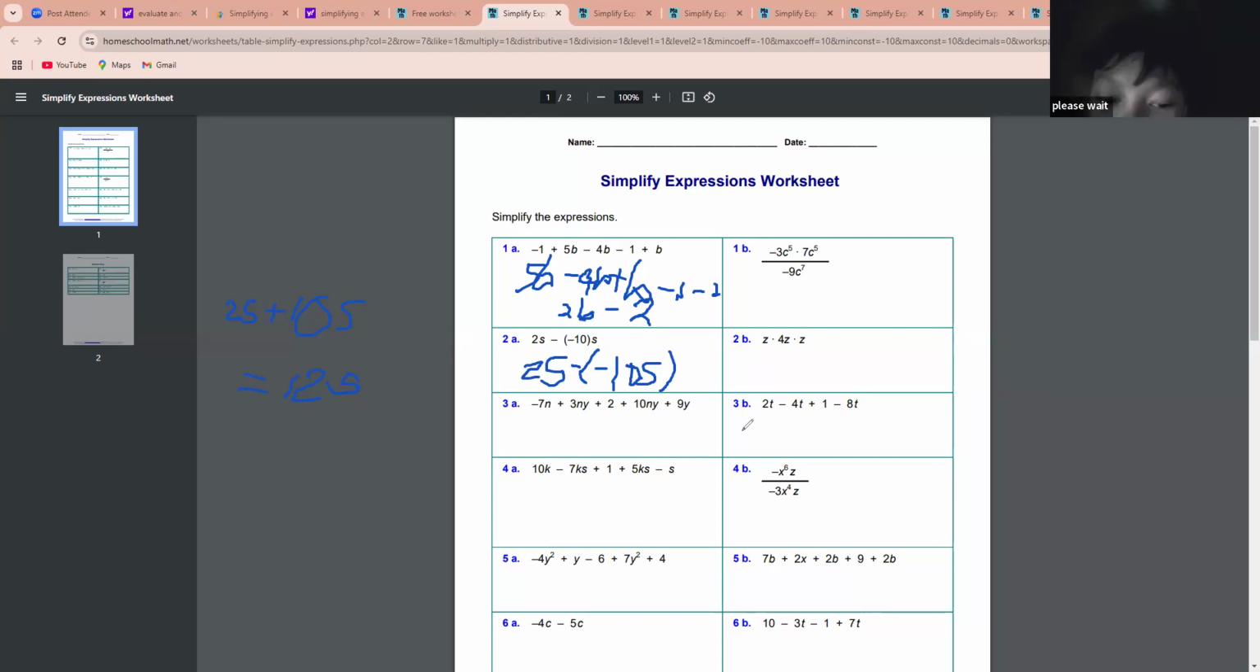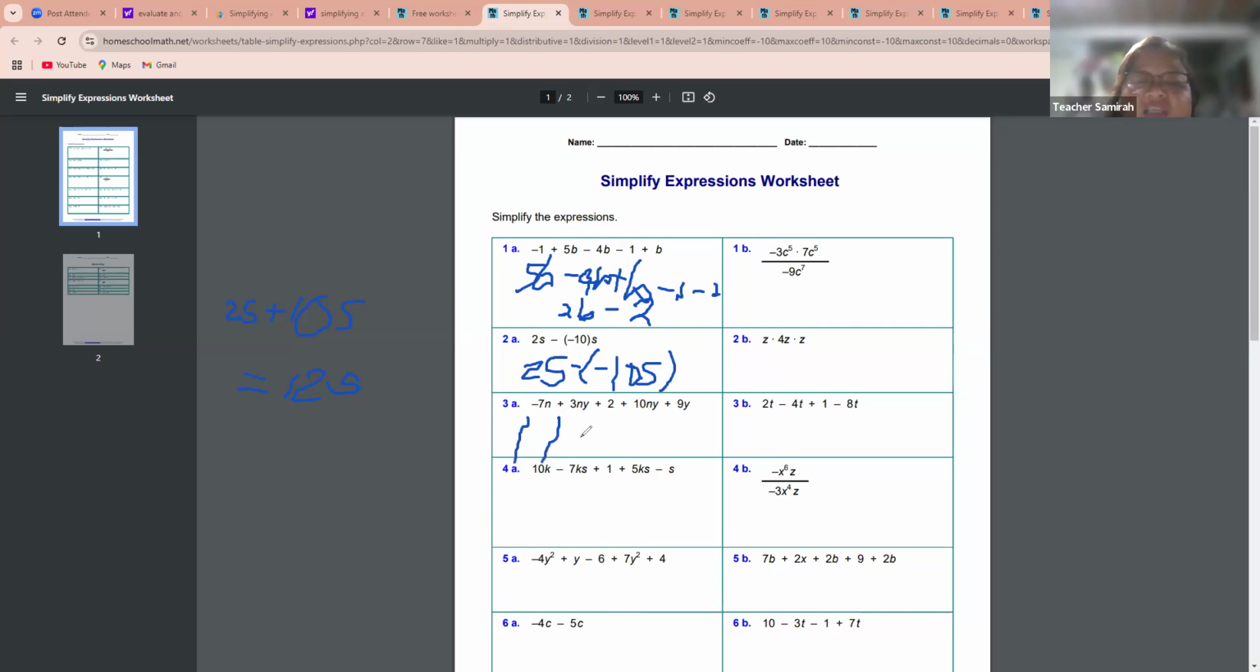It will be easier if you just make a line to separate the numbers. Yes, you can do that. Actually, that is what I am trying to tell you. You can make a strategy for how you are going to solve it. This is what Mark is trying to tell us. So I'm going to make a line and then negative 7n, right Mark? Negative 7n. And then next is 3ny. And then another is 2. And then another is 9y.